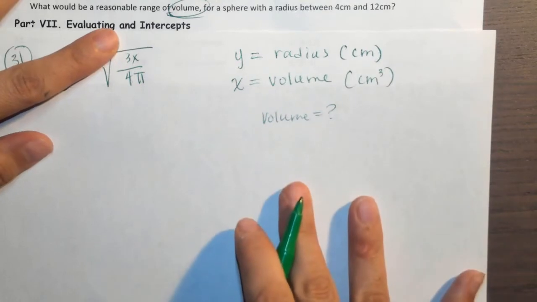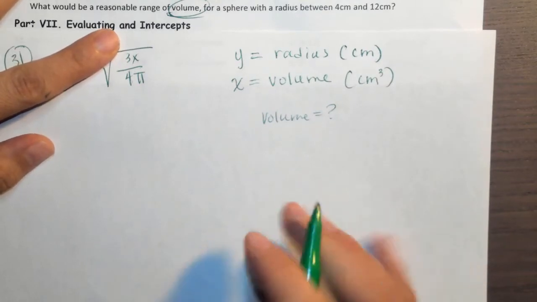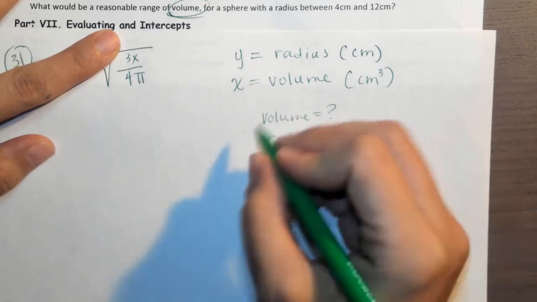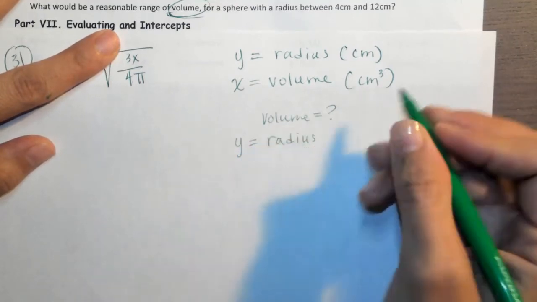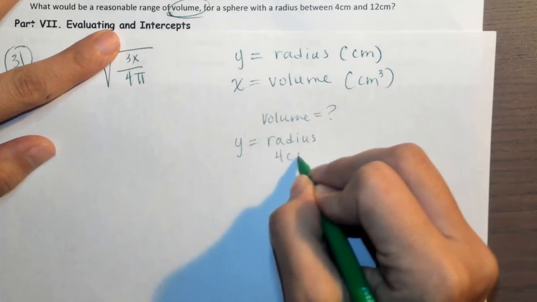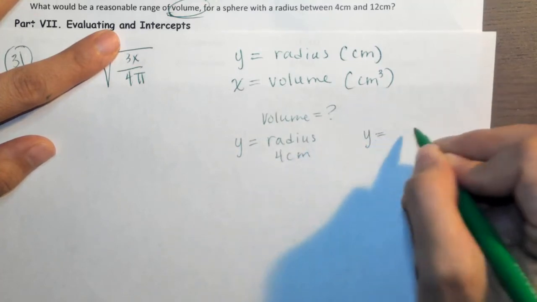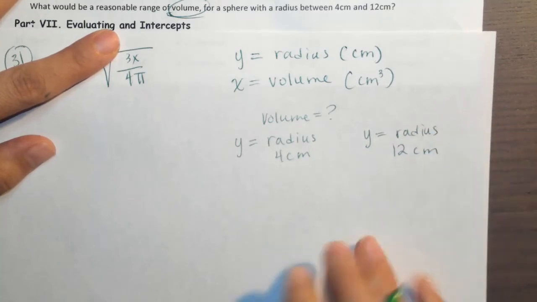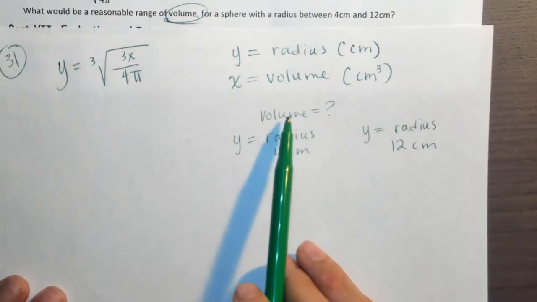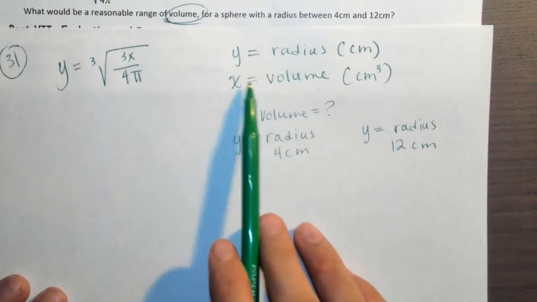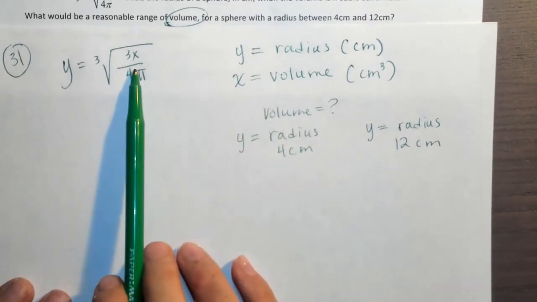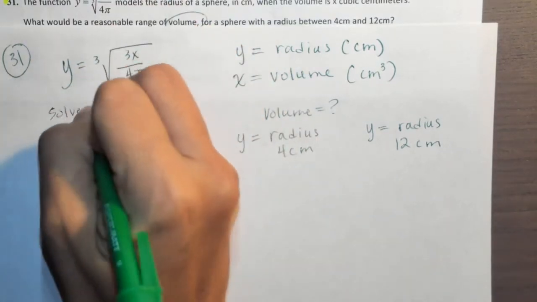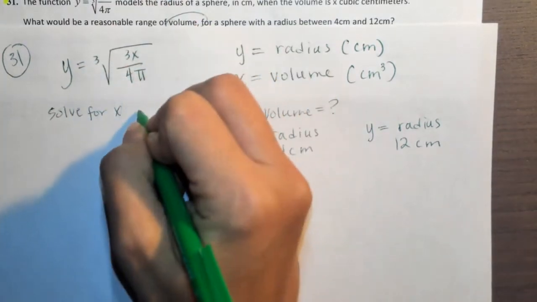We need to find the volume when the radius, they give us two radiuses, is between, so that's your y, right? Your radius is between 4 centimeters and then also 12 centimeters. So this is like a two-part problem. First we need to find volume, and volume is represented in your x variable, so I want to get the x by itself. So let's first solve for volume. Solve for x, which is volume.